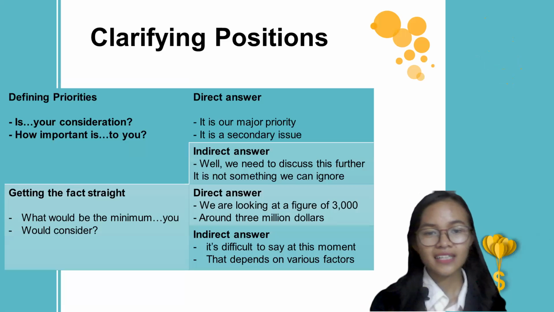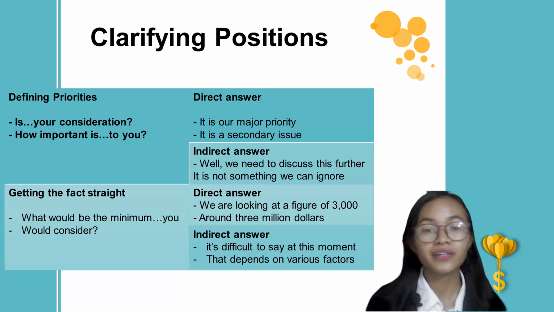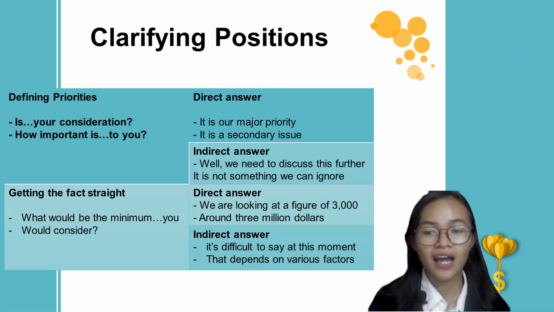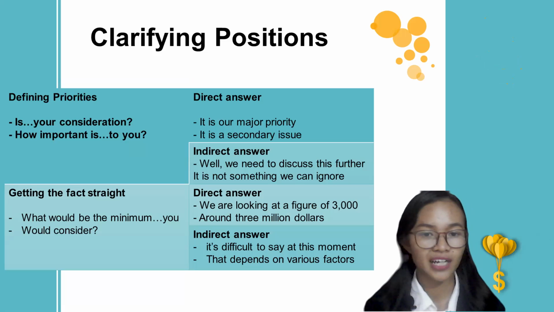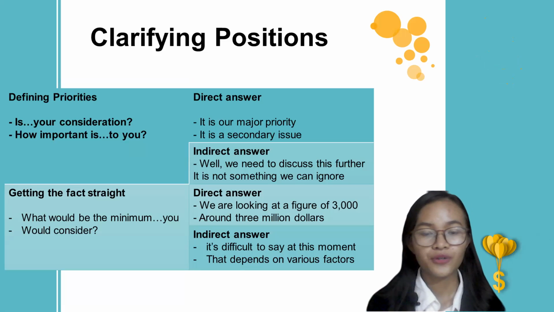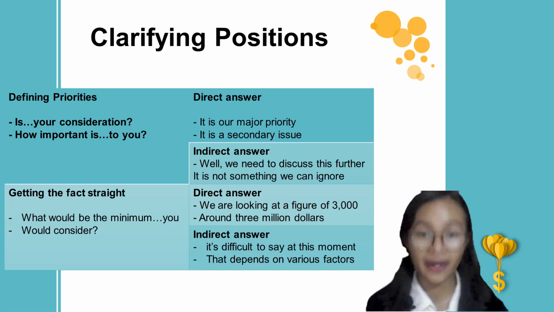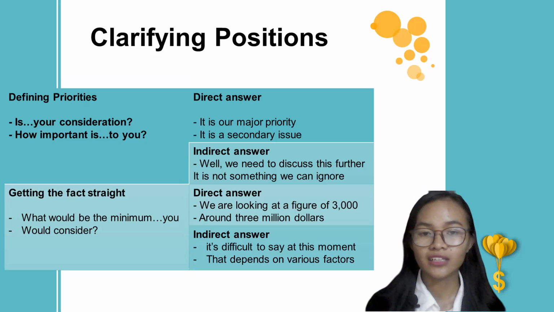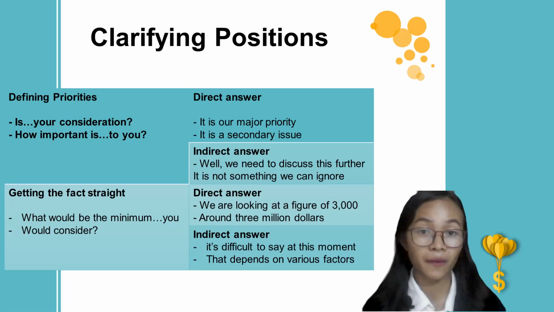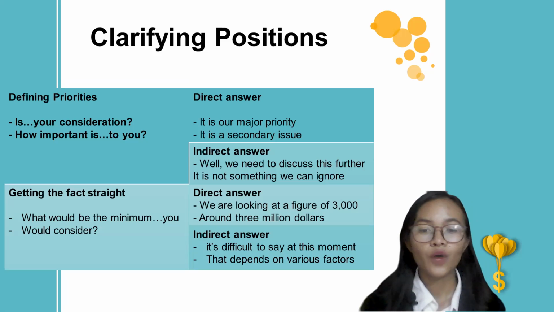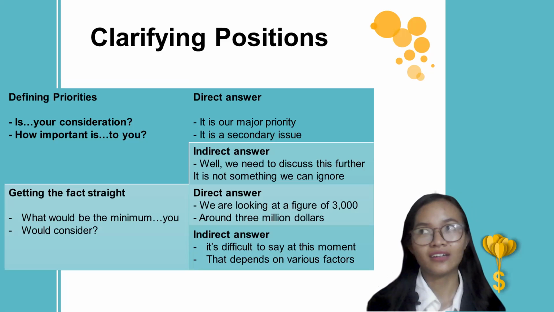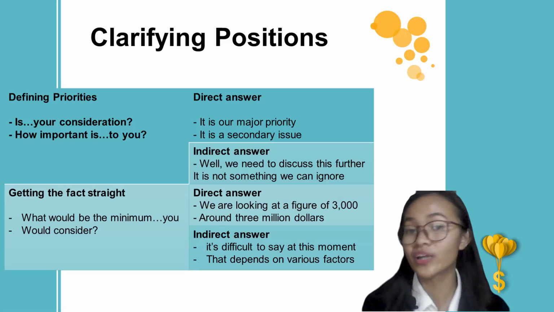Okay, still in clarifying positions, when defining priorities, you can use expressions like "What are your considerations?" or "How important is it to you?" You can use the strategy of direct answer and indirect answer. When you use the direct answer, you can use expressions like "It is our major priority," or "It is a secondary issue." And in an indirect answer, you can say "Well, we need to discuss this further," or "It is not something we can ignore."